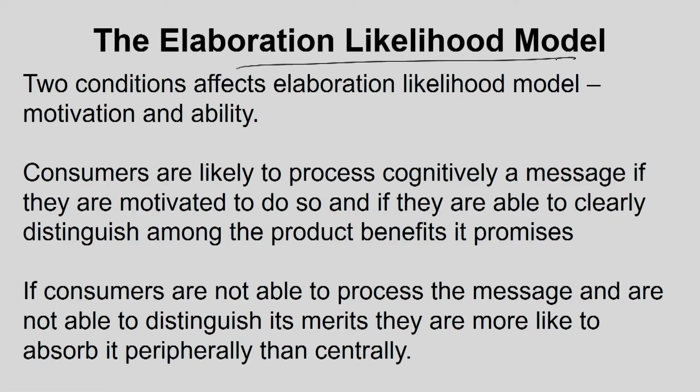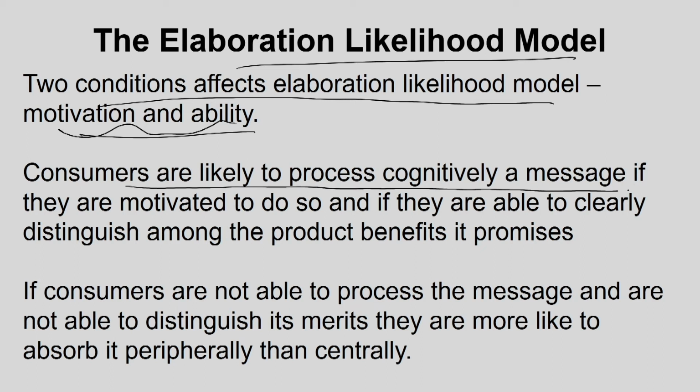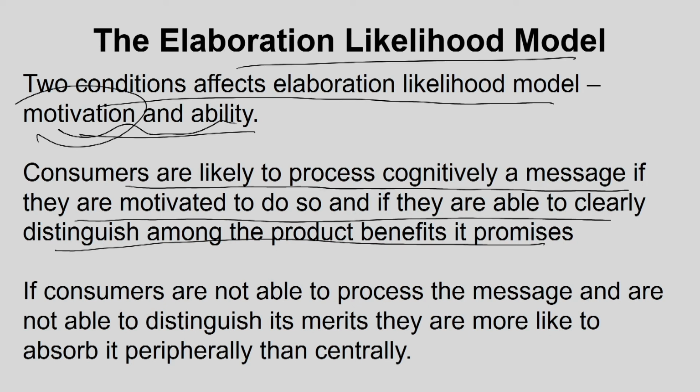Now, the elaboration likelihood model, there are two conditions which affect the elaboration likelihood model: motivation and ability. For any ad to be perceived through the elaboration likelihood model, what it says is that people should have the motivation to look at the ad and the ability to understand the ad. Now, consumers are likely to process cognitively a message if they are motivated to do so, and if they are able to clearly distinguish among the product benefits it promises. If a consumer does not have the ability to cognitively process a message, then this particular model is not going to work. So, the model works, or most ads work, because people should have the motivation to process information.